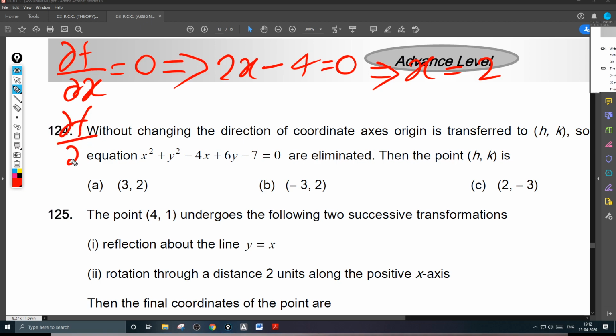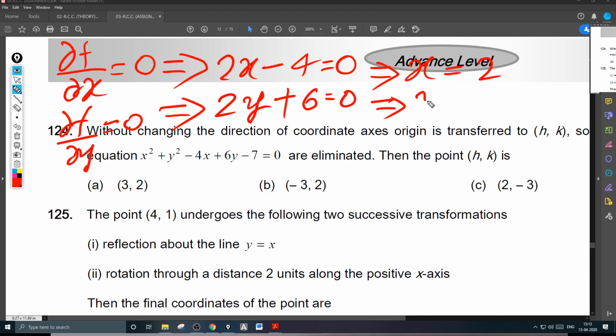Similarly, dou f by dou y is equal to 0 implies y square derivative 2y, x square derivative 0, minus 4x derivative 0, 6y derivative 6, is equal to 0. 7 derivative obviously becomes 0. Y is equal to minus 3. So your answer is 2 comma minus 3. I hope you better understand that.